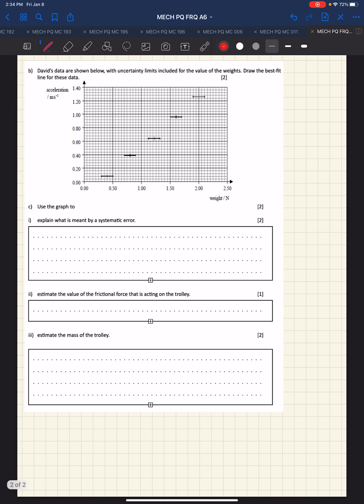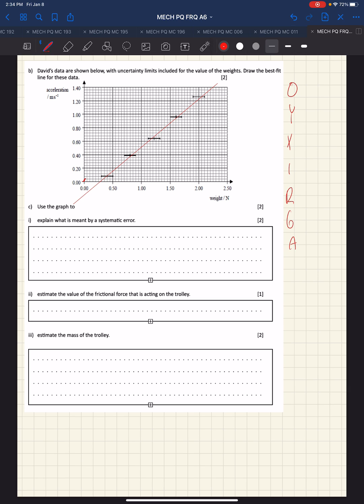The next question: here's David's data with uncertainty limits included for the values. Draw the best fit line through these data. So we can certainly do the best fit line, and we can slide that along and ask ourselves which one's the best. There I've got 3 points directly on, 1 off and the other one off, so that's probably about the best I'm going to get. And again, we want to draw it off both edges of the graph so we have the largest straight line possible. Now, before we get distracted, we're going to do our Oizerga.